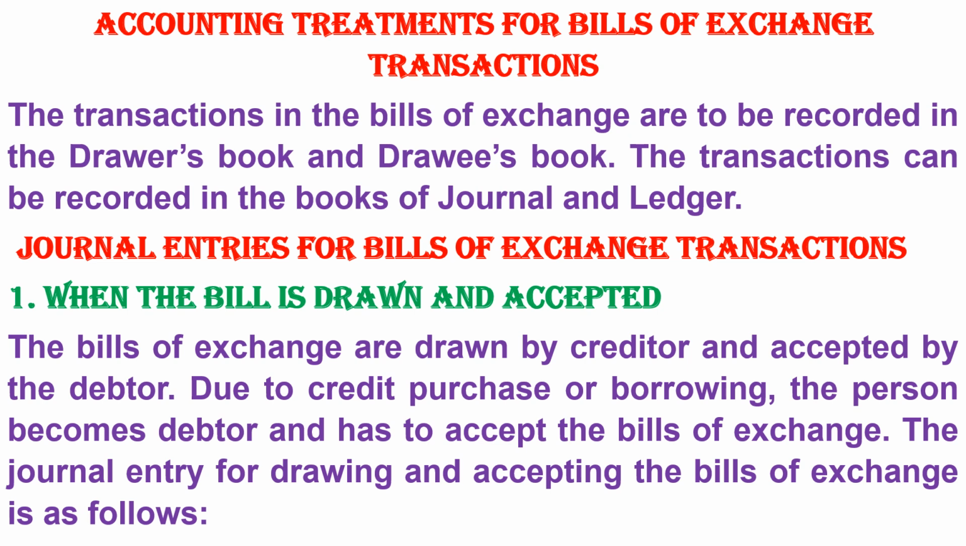1. When the bill is drawn and accepted. The bills of exchange are drawn by the creditor and accepted by the debtor. Due to credit purchase or borrowing, the person becomes debtor and has to accept the bills of exchange. The journal entry for drawing and accepting the bills of exchange is as follows.